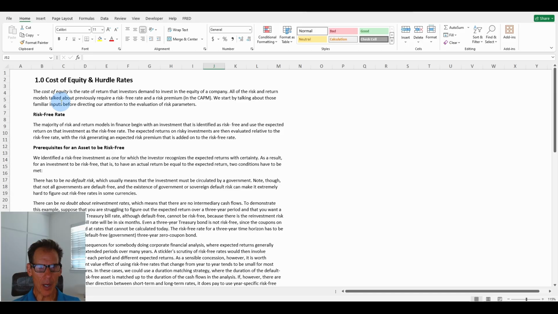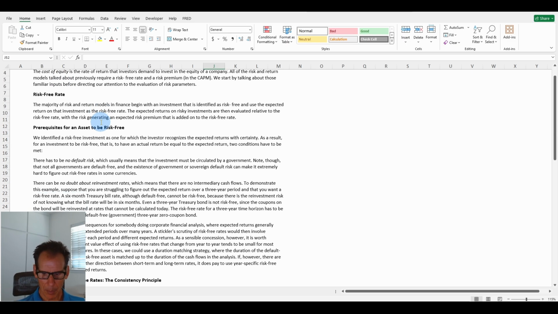Cost of equity is the rate of return that investors demand to invest in the equity of a company. All of the risk and return models talked about previously require a risk-free rate and a risk premium in the CAPM. We start by talking about those familiar inputs before directing our attention to the evaluation of risk parameters.